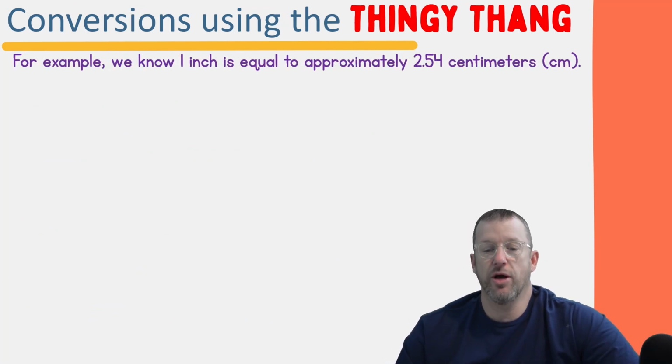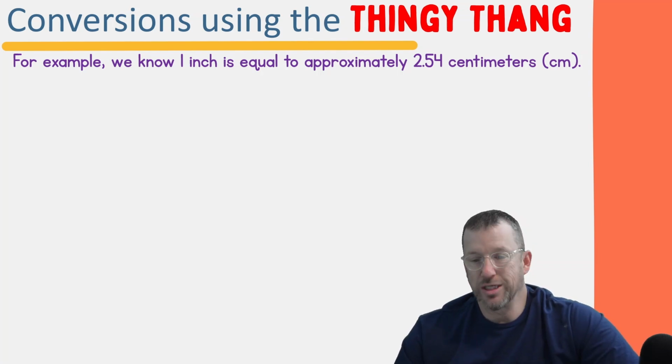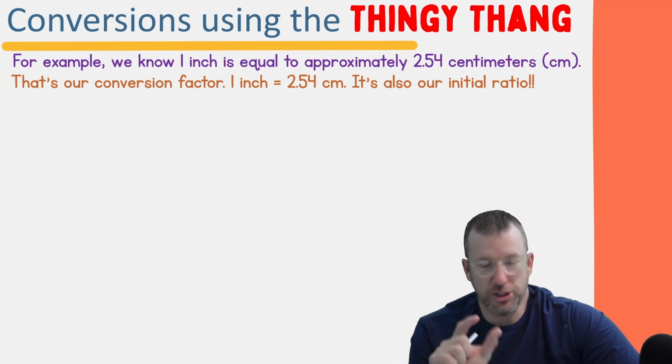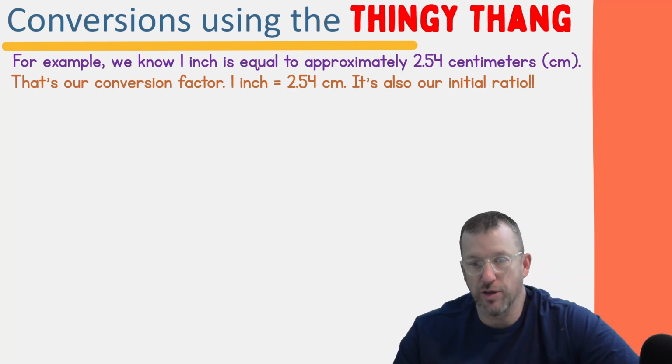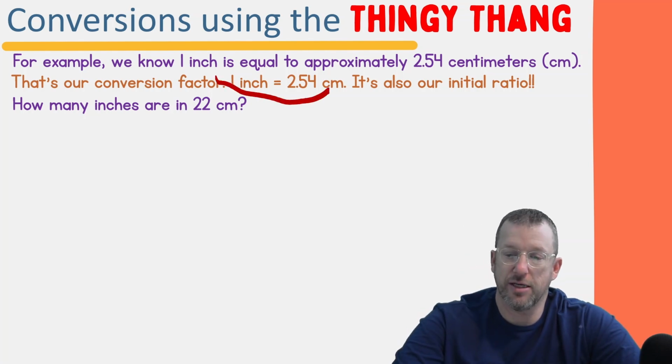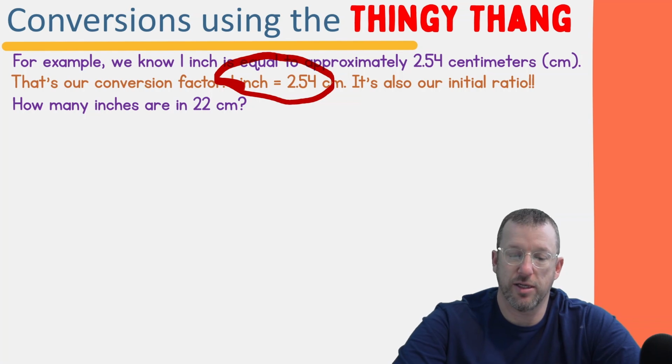For example, we know that 1 inch is approximately 2.54 centimeters. That's our conversion factor, the thing we know, our initial ratio. And our question is, how many inches are in 22 centimeters? All right, so we know one ratio right here. That's our initial ratio. That's important when we're trying to set up our thingy thing.